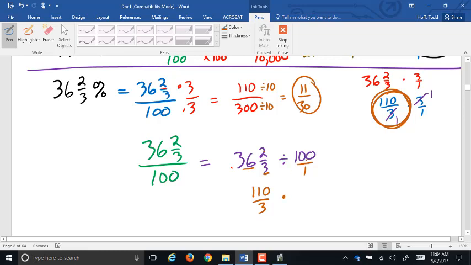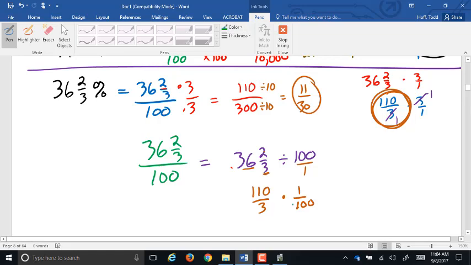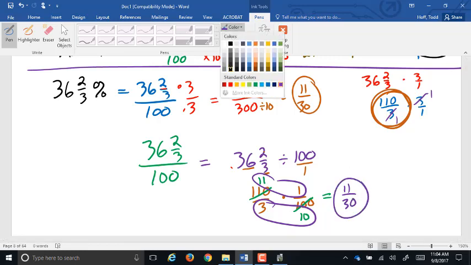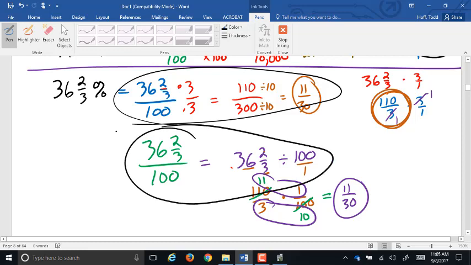Now, instead of dividing by 100 over 1, we're going to multiply by the reciprocal, which is 1 over 100. If I wanted to here, I can cross cancel. Both 110 and 100 can divide by 10. Gives me 11 and 10. 11 times 1 is 11. 3 times 10 is 30. We get the same answer either way. I think this way is easier, but some people get confused about how do we find what we need to multiply by. So this is probably more straightforward to just divide it out as fractions.